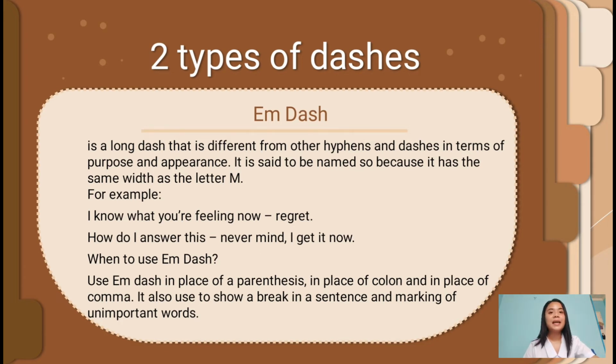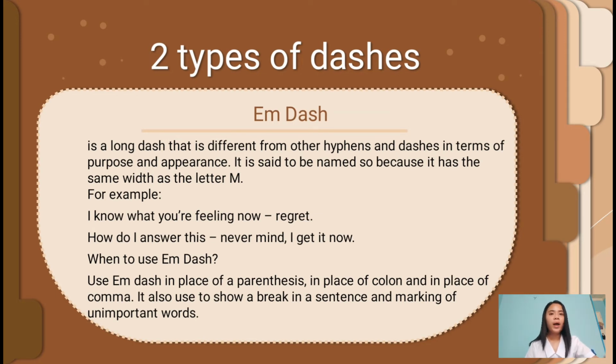So here are the examples of M dash. First, I know what you're feeling now. M dash, regret. How do I answer this? Then dash, never mind, I get it now. So in these examples, it shows a break in a sentence or indicates a sudden change of thought. So as you can see in the examples, we have here the M dash between the words now and regret. Then in the second example, the M dash between the words this and never.